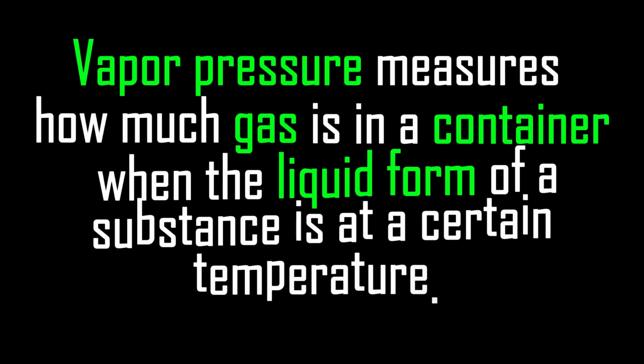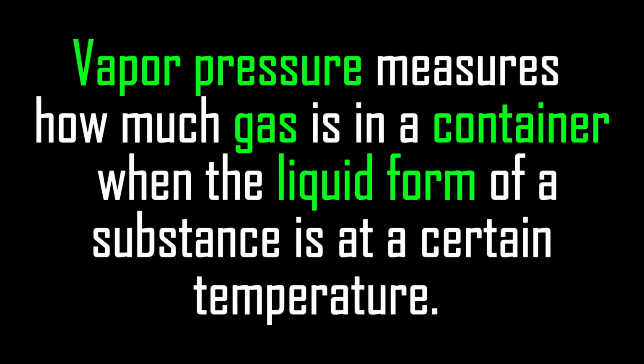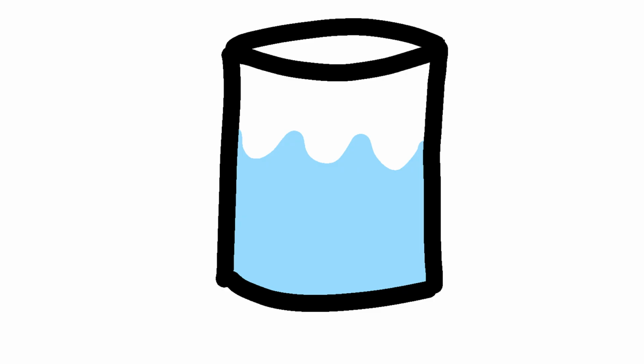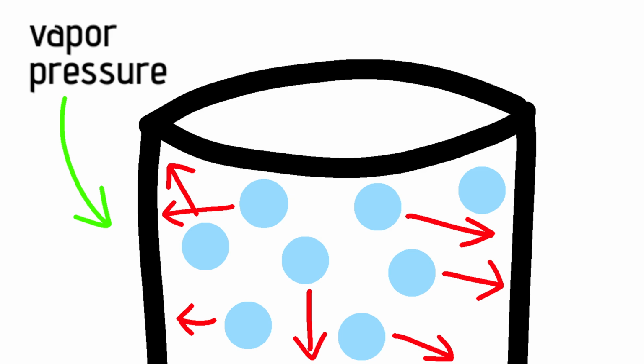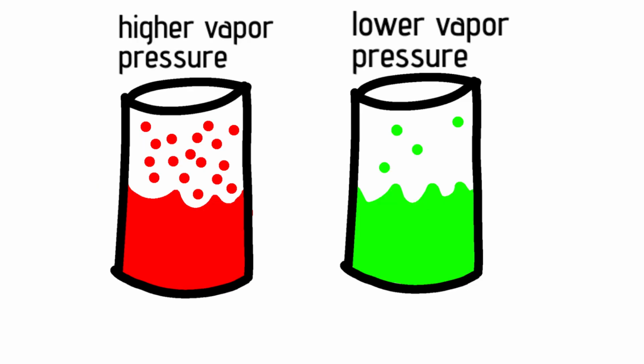Next, we're going to talk about how IMFs affect vapor pressure. Vapor pressure measures how much gas is in a container when the liquid form of a substance is at a certain temperature. If you put a liquid into a container, depending on the temperature, some of that liquid could get turned into a gas, since heat from the surroundings could heat up the liquid and turn it into a gas. The force that the gas exerts on the container is called vapor pressure.